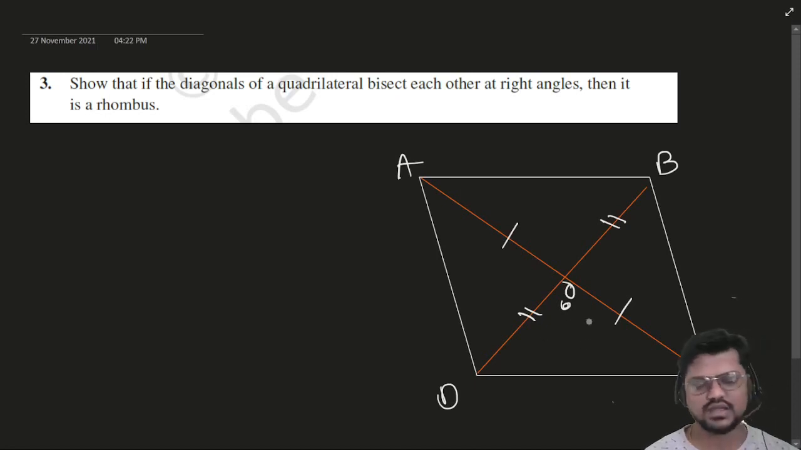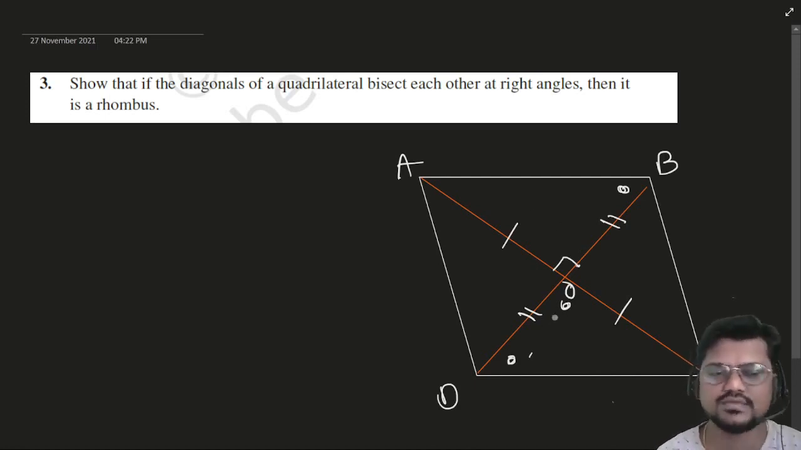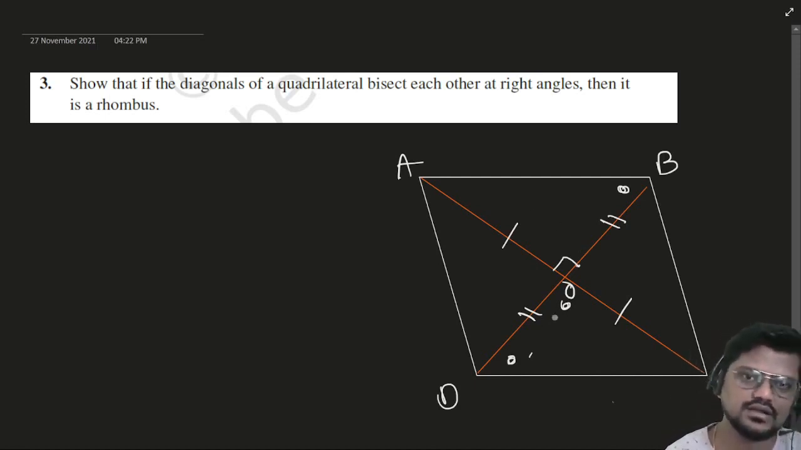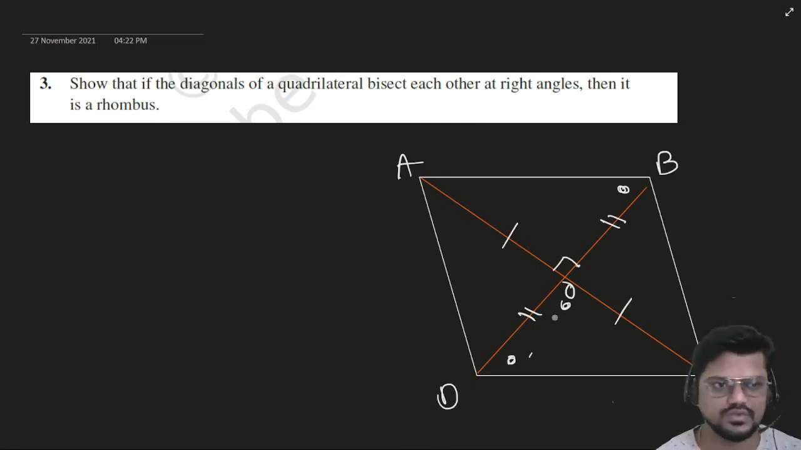Now, once the two triangles are congruent, what can we say? Corresponding sides AB will be equal to CD. Also, this angle is equal to this angle, so these two lines are also parallel. Show that if the diagonals of a quadrilateral bisect each other at right angles, then it is a rhombus. If the diagonals are bisecting at right angles, then it is a rhombus you have to prove.